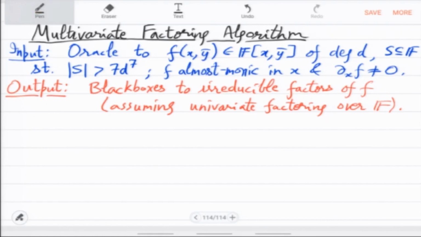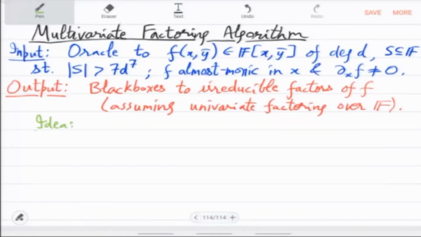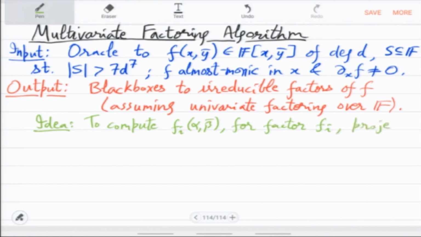Okay, so the idea is just to project to trivariate and, using Hilbert's irreducibility theorem, get the value. So to compute Fi(alpha, beta bar) for factor Fi, project to trivariate and factor.